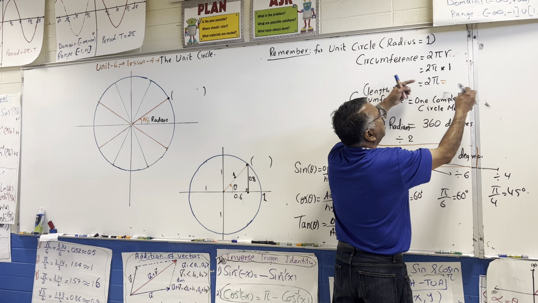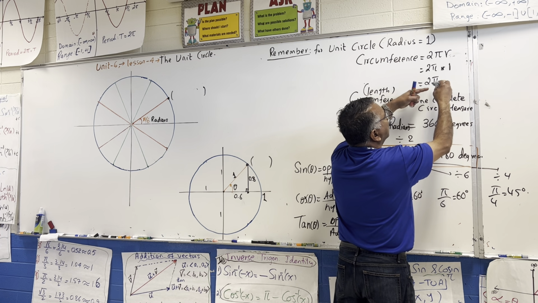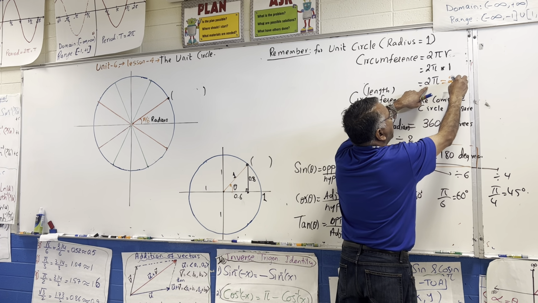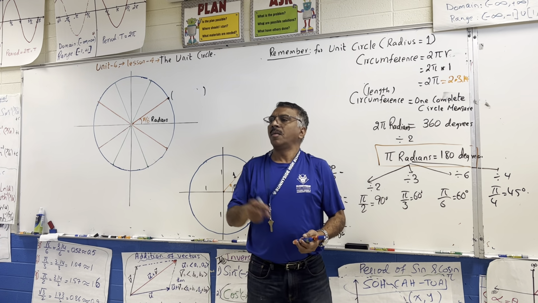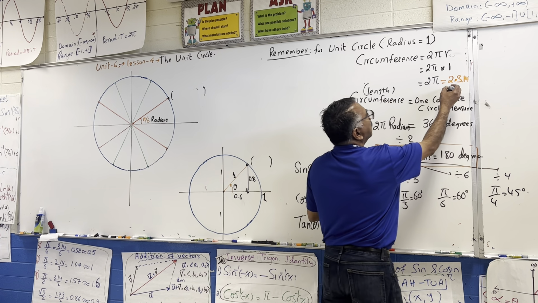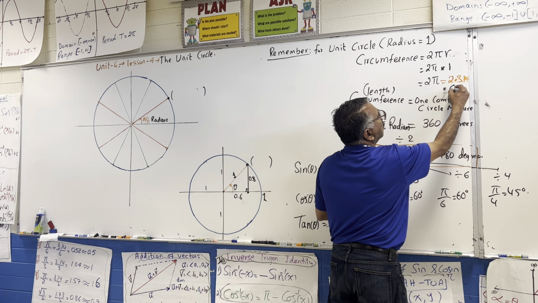If you get confused, what is this 2 pi? Basically, it is nothing but the distance, the length of the circle. It is 2 times 3.14 from your middle school. Pi is 3.14. So basically, it is 2 times 3.14, which is 6.28.